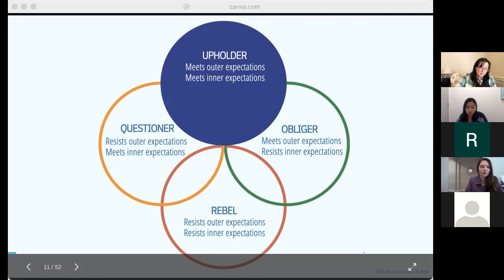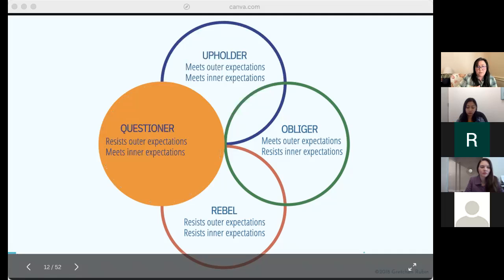And then we didn't have that many upholders. So let's go to where more of us fell, which is that there were quite a few questioners in our group. So the strengths of questioners: they are very inner directed. Questioners are really interested in data, and data helps them make the decisions that they want to make. They're fair-minded, interested in creating systems and being efficient and effective at work.